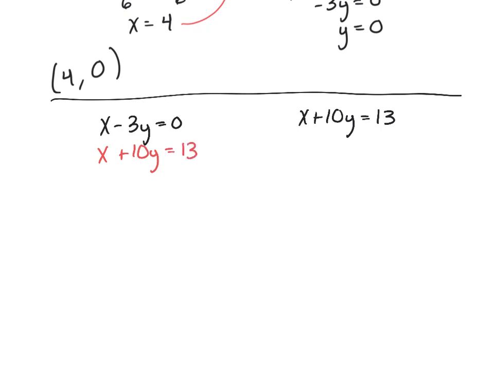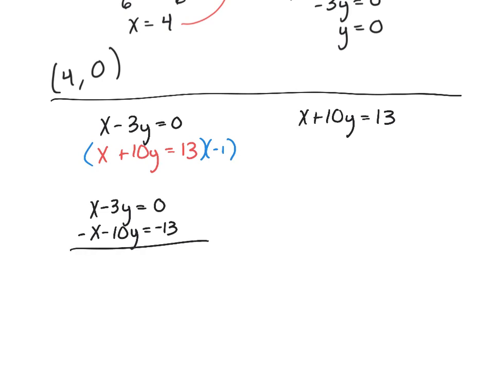You'll notice, obviously the y's don't cancel out, but the x's, they're both positive. They're not opposites or inverses, so they don't cancel. So what I'm going to do is take the second one. It really doesn't matter which one you do it to, and you're going to multiply it by negative 1. That changes all the signs in that problem. So if I rewrite them, I'm going to leave the x minus 3y equals 0 alone. And then the second one, I get negative x minus 10y is equal to negative 13.